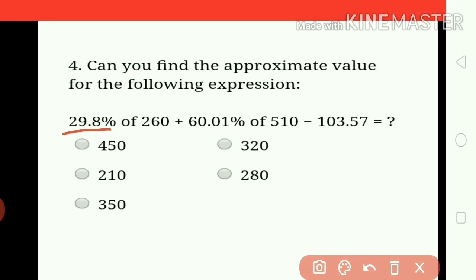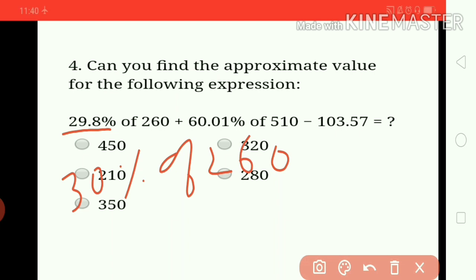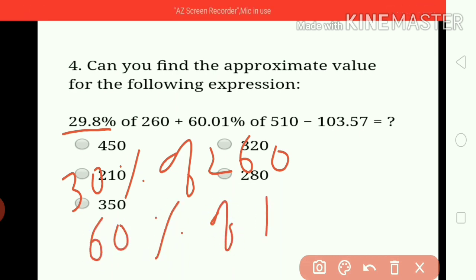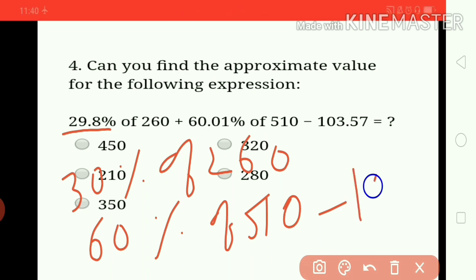29.8%. So this is more than 29.5, so we will take here 30% of 260, right? Now the second term is 60.01. This is less than 60.5, so we will take 60% of 510, right? Minus, this is 103.57. This is more than 103.50, so we will take 104 here.